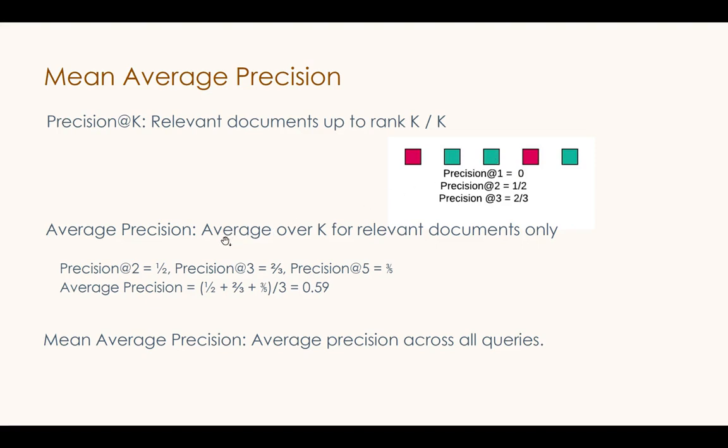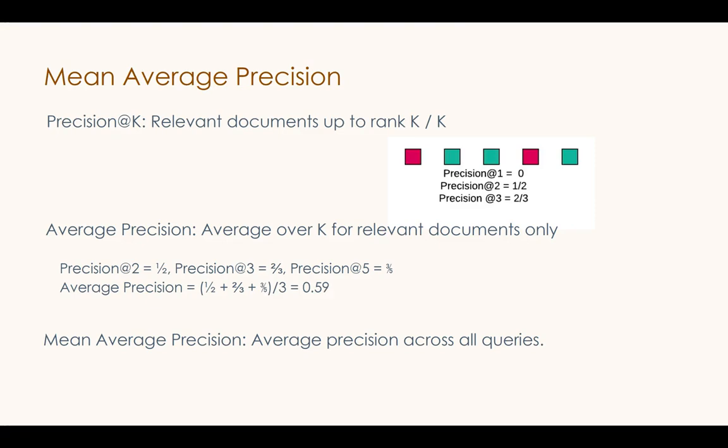The average precision is the average over k, but only for relevant documents. The red ones, they do not count. So we do not look at position 1 and position 4. So here's how you calculate it. Precision at 2, precision at 3, and precision at 5. These are the 3 relevant documents, and we look at the precision. The average basically is you add them together, divide by 3, and that's the average precision.